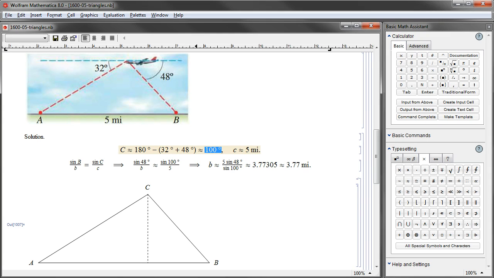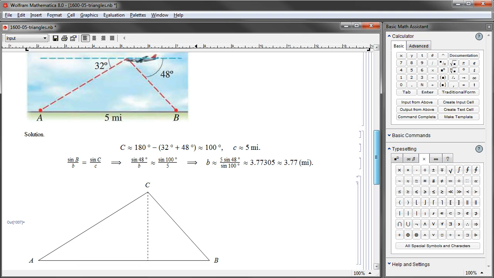And the opposite side is 5 miles. So what do we have? From the law of sines, sine of capital B over small b is equal to sine of capital C over small c, and we are looking for the b value. That's the distance between the cockpit and milepost A. Solving it and punching the calculator, you get about 3.77 miles.